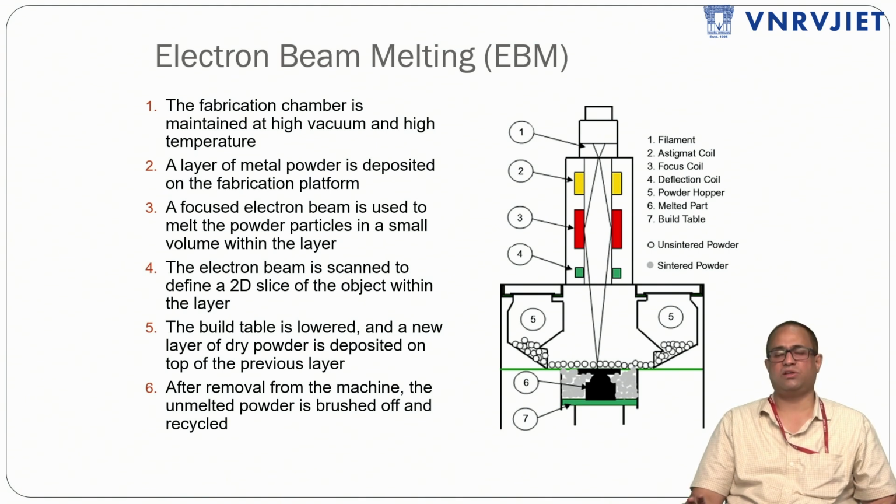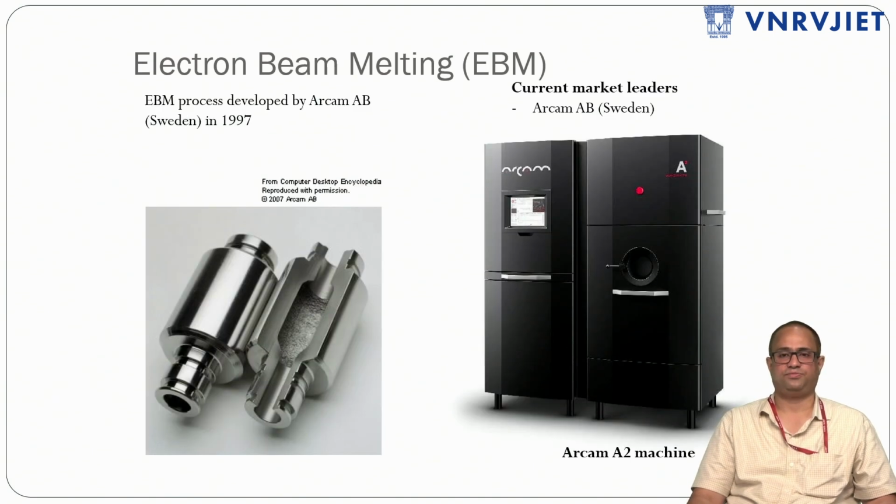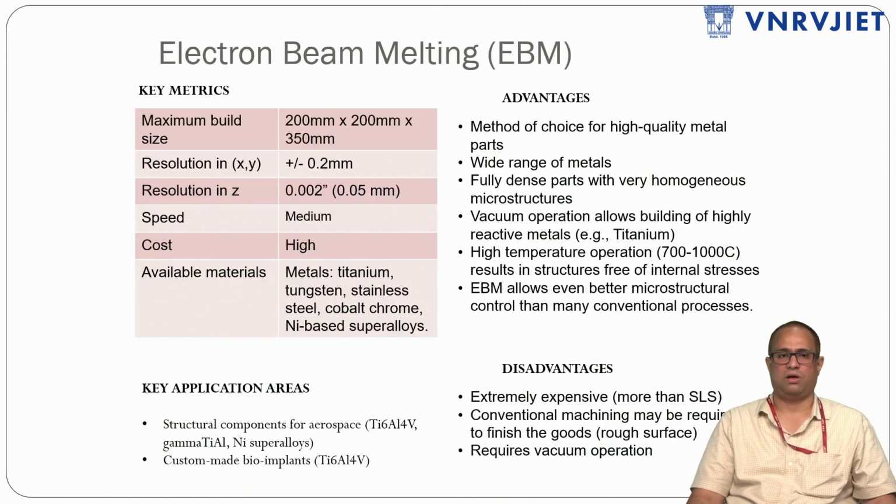All the accuracy of the tools wherever it is required, it is going to be used with electron beam additive manufacturing. As you can see, this Arcam machine. Arcam is the manufacturer of this EBM. The maximum build size is 200 by 200 by 350, the speed is medium, and the cost is high. The available materials are titanium, tungsten, stainless steel, cobalt chrome, and nickel-based superalloys.